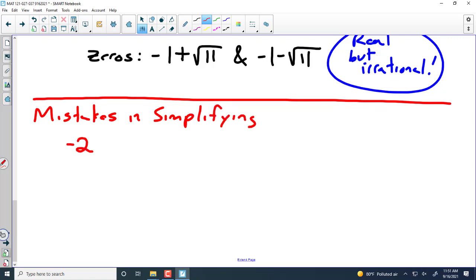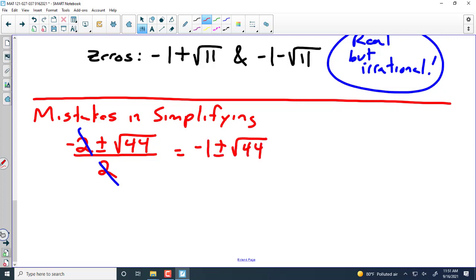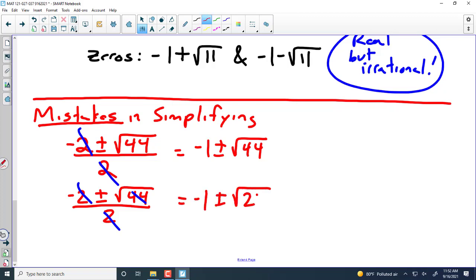People get to this point right here, and they start doing things they're not allowed to do, like slashing these 2's and saying that the answer is -1 plus or minus the square root of 44. Now we know that's not right. These are all mistakes. Other people say, I'm too clever for that. I know that you have to cancel with everything. So it's going to be -1 plus or minus the square root of 22. Haha, I remember to cancel that with a 2. Can't do that, it's under the radical.